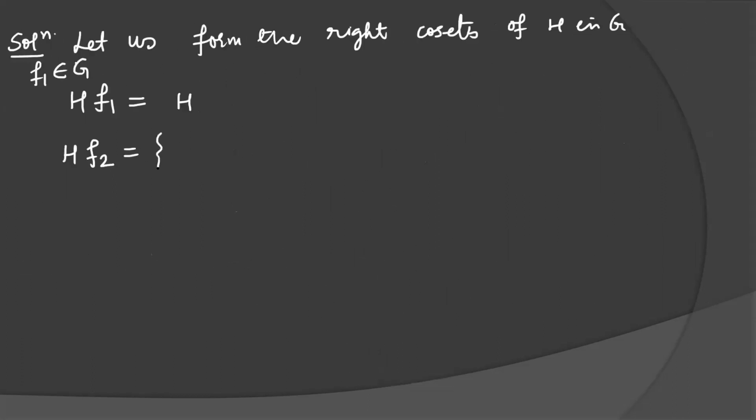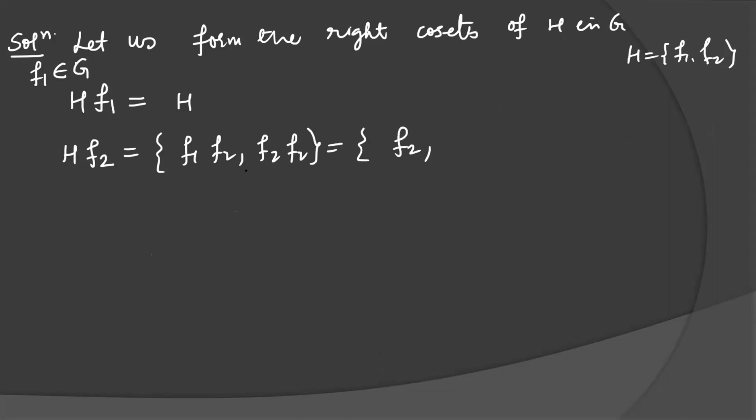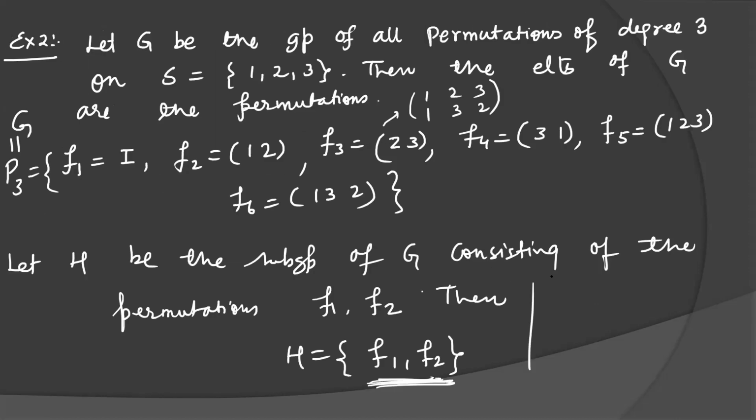HF2, if you multiply, what is H actually? H is F1, F2. So you multiply with F2, you will get F1 F2, comma, F2 F2. So F1 F2 will be F2 actually because F1 is the identity. If you multiply the identity permutation with any permutation, you will get the permutation only. Multiply F2 F2. I can give you a hint here. If you multiply F2 F2, you will get a good result. What is F2 actually? F2 is 1, 2, 3: 1 is mapped with 2, 2 is mapped with 1, 3 is mapped with 3. And if you multiply the same function 1, 2, 3, 2, 1, 3, so you will get the product 1, 2, 3.